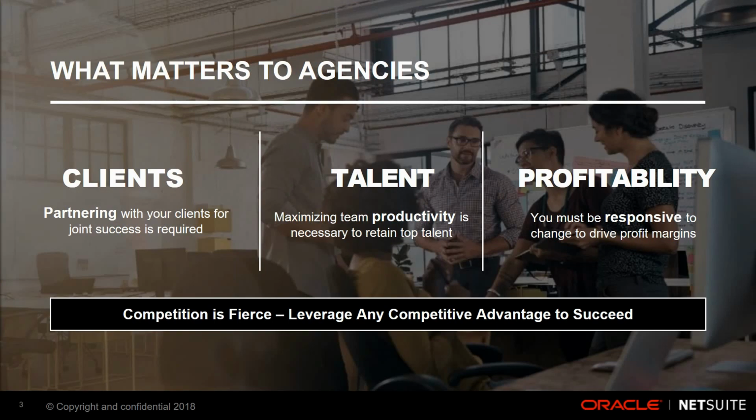So what matters to agencies? You'll need a solution that is geared towards three key areas. From a client perspective, having a system that gives you the ability to partner with your clients for joint success. In terms of talent, the ability to make informed staffing decisions and quickly view utilization rates to ensure productivity and retention rates remain high. And lastly, in terms of profitability, as changes occur to a project, having real-time visibility into how this impacts your overall profit margin.